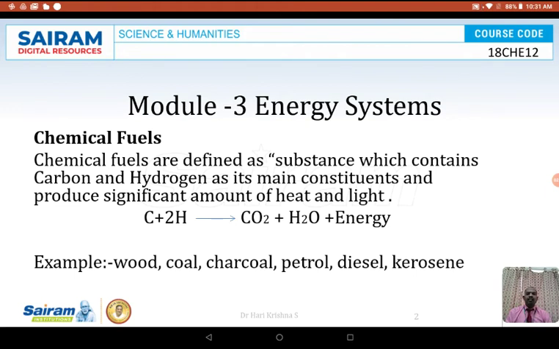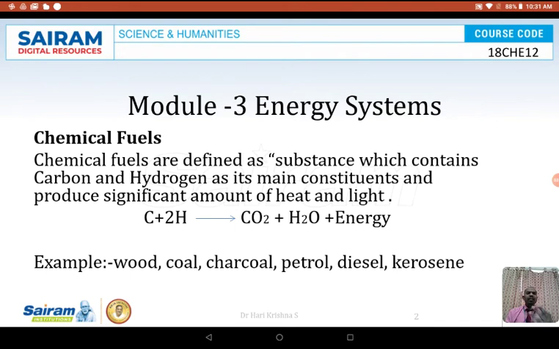So what type of reaction occurs? The chemical substance contains carbon and hydrogen, as mentioned in the reaction here. In the presence of oxygen, carbon becomes carbon dioxide, hydrogen becomes water, and energy is liberated. The energy might be in the form of light or in the form of heat. So carbon present in the fuel is converted to carbon dioxide, hydrogen present is converted to water, and energy is liberated either in the form of heat or in the form of light.